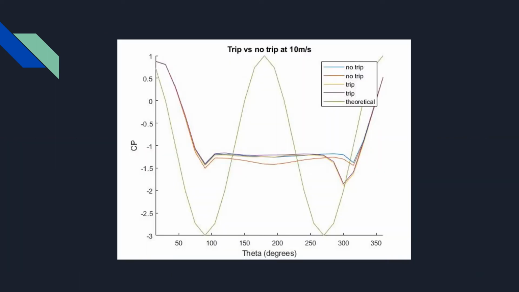Taking a look at the plot for no trip versus trip at 10 meters per second, you can see that there's not much going on in the 90-degree region, but there is a change that has occurred in the 270-degree region. The purple and yellow lines are delving even farther into the negative values of CP, which means that the increased velocity with the trip strip is doing an even better job of keeping the flow attached to the cylinder.